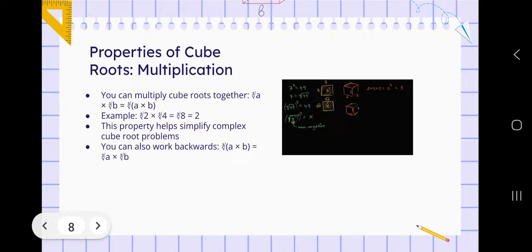Properties of cube roots. We can multiply cube roots together. The cube root of a times the cube root of b equals the cube root of a times b. For example, the cube root of 2 times the cube root of 4 is equal to the cube root of 8, which is equal to 2. This property helps simplify complex cube root problems. You can also work backwards. The cube root of a times b is the cube root of a times the cube root of b.